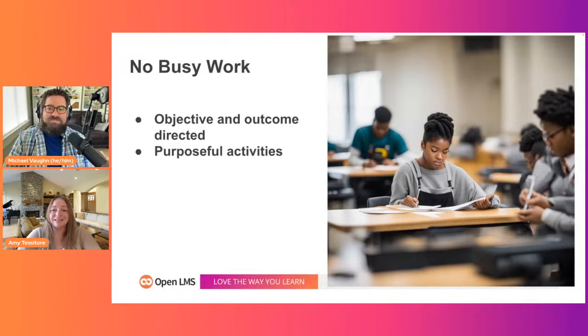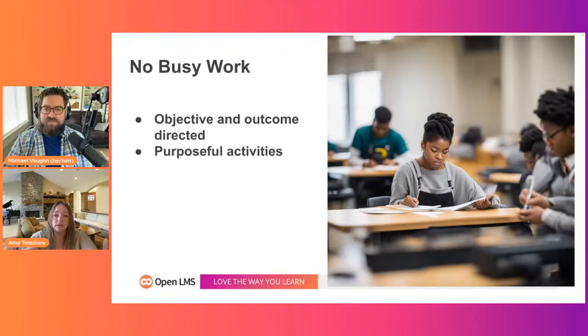Busy work typically is not objective and outcome driven. So we think it may be, but in the end, completing that busy work doesn't actually help someone achieve an outcome, and it doesn't relate to one of your learning objectives. So when we're looking at reducing cognitive load, we want to make sure that all of the learning experiences we're building are meaningful and purposeful. They're all linked to an outcome and an objective. So there's a purpose behind them, a why and a how, and it all links to an outcome that we can measure at the end.